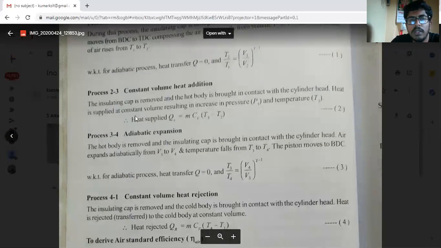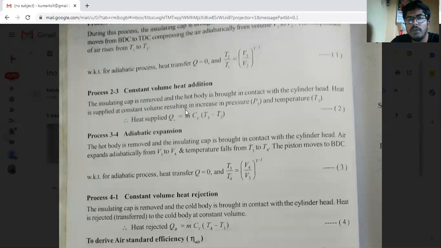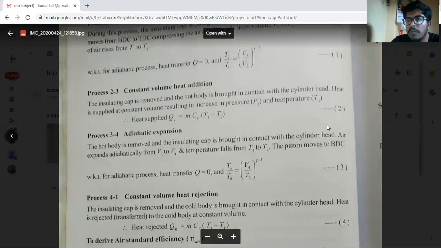Here you can see the process 2 to 3, constant volume heat addition. The expression is heat supplied Qs is equal to m into Cv into T3 minus T2. Take it as equation number 2.